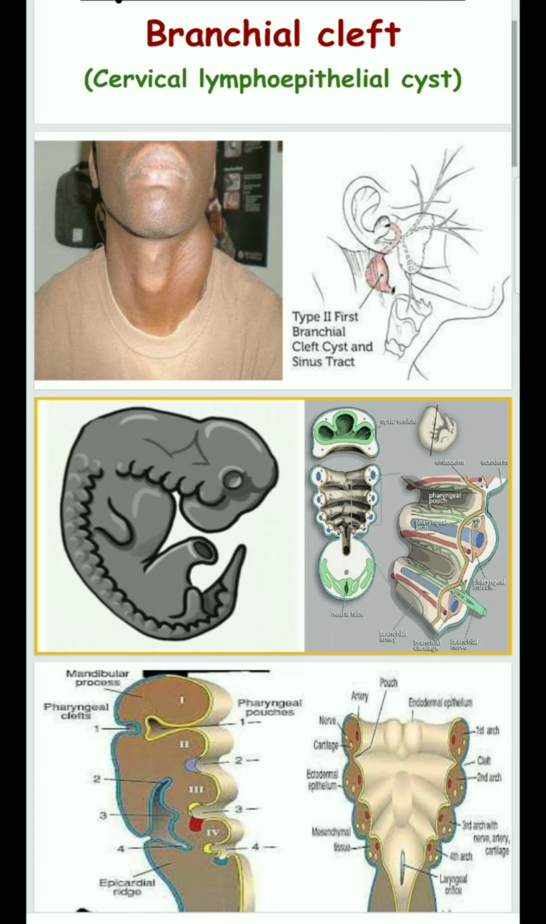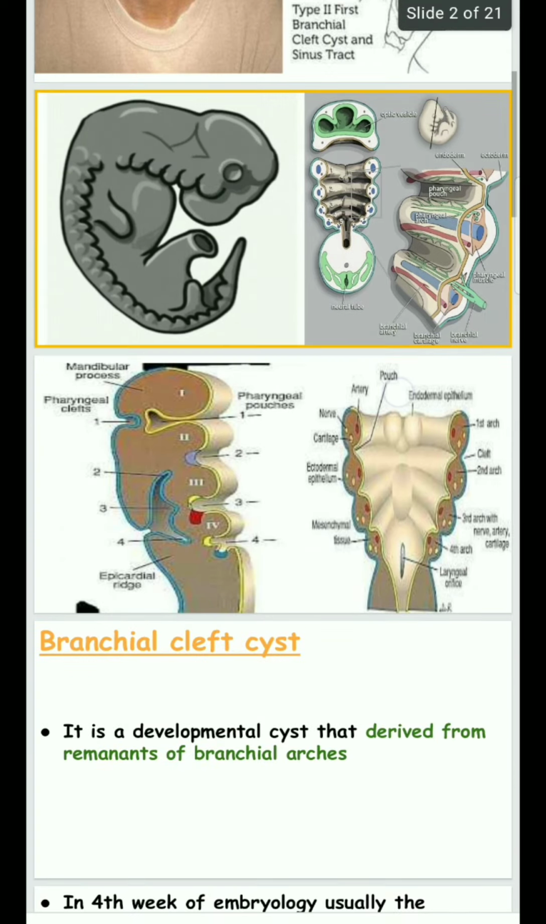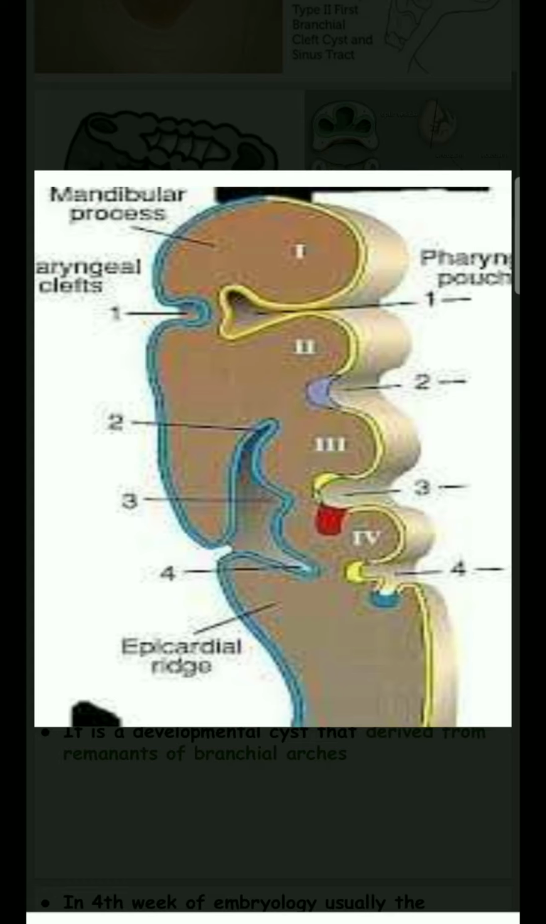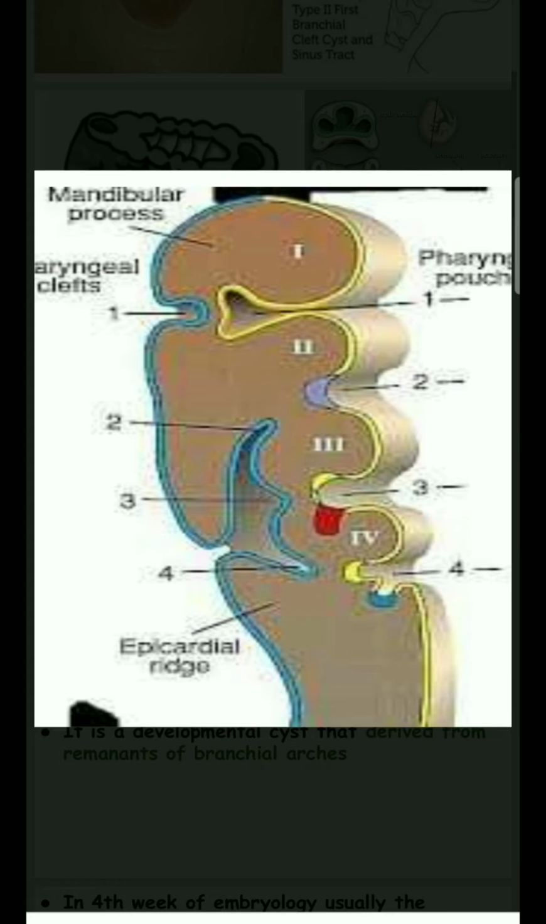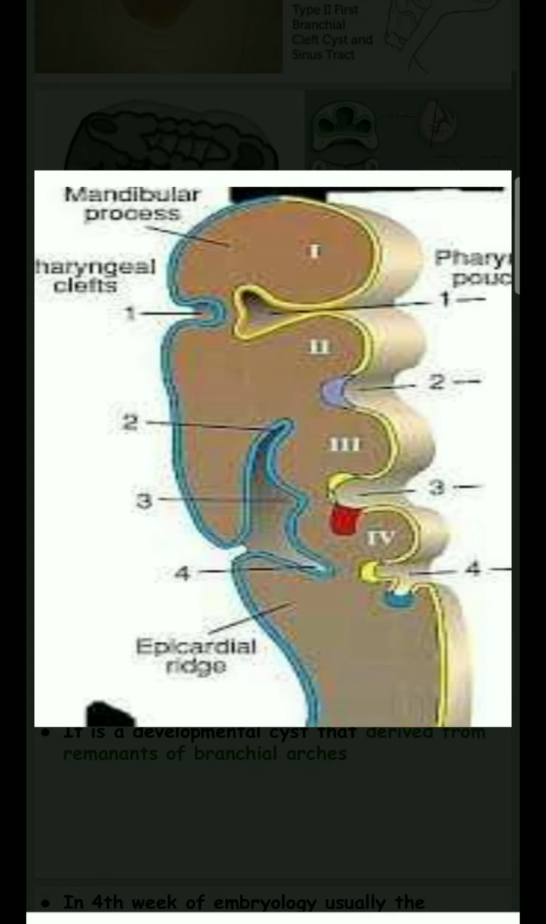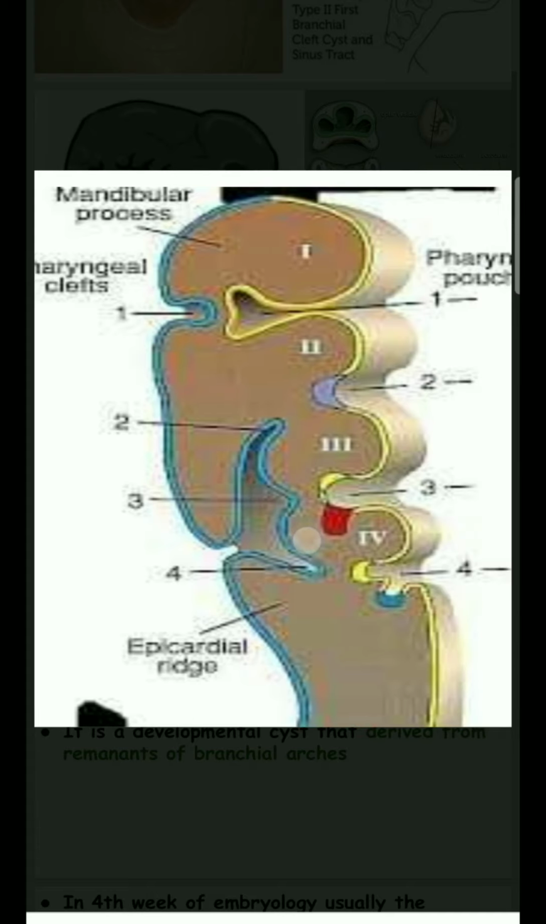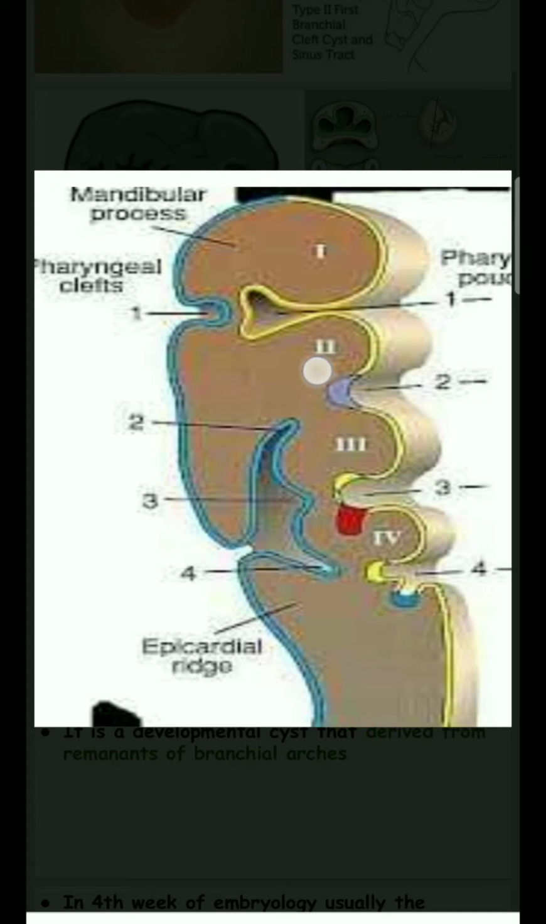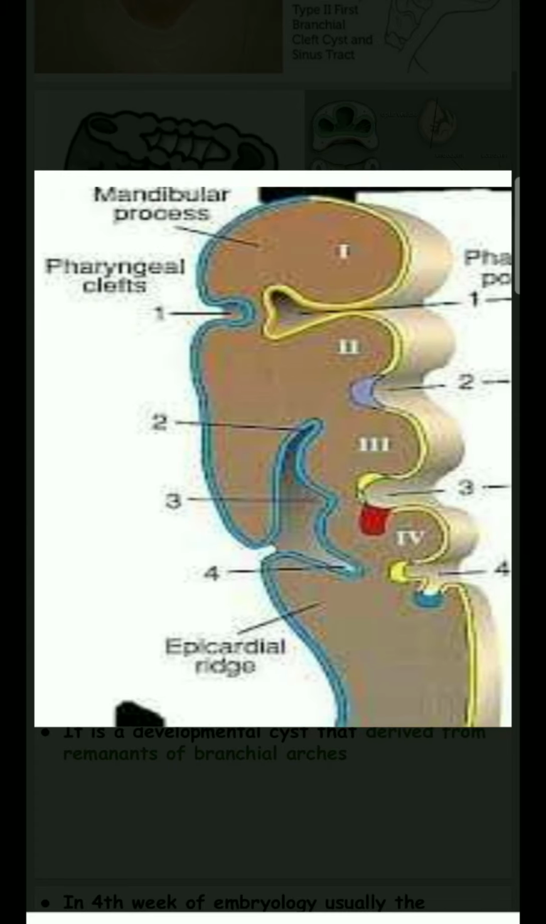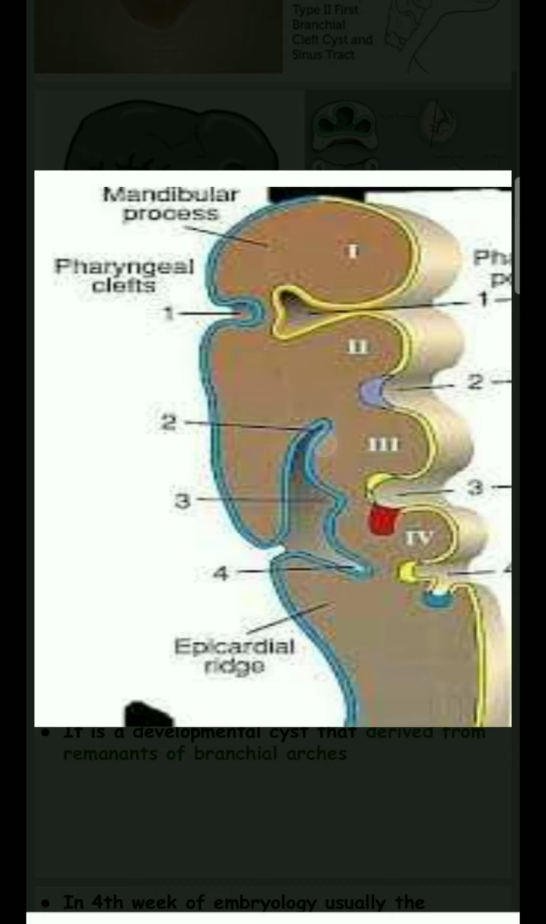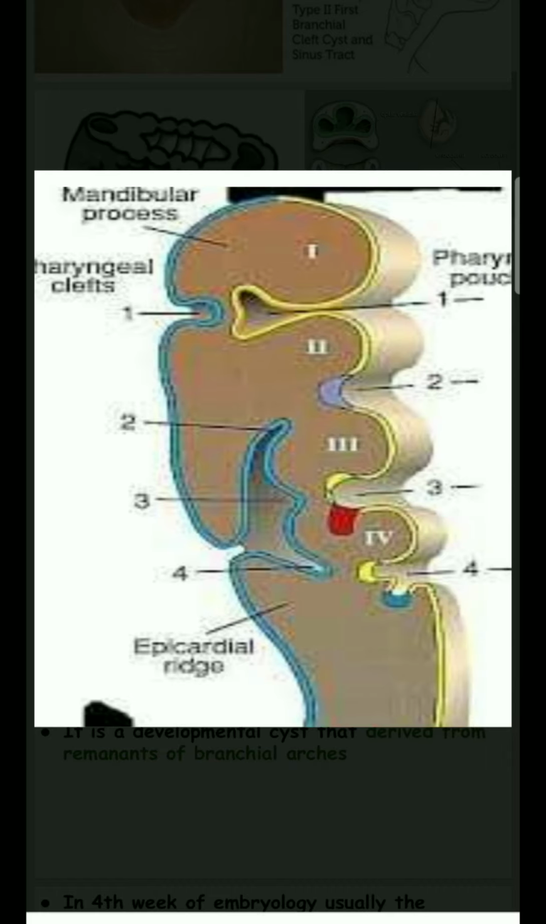So, the branchial cleft develops naturally due to the overgrowth of the second pharyngeal arch, which obliterates the third and fourth pharyngeal arches, which means the third and fourth pharyngeal clefts. Here is the cleft between the second and third pharyngeal clefts. Here is the third and fourth pharyngeal cleft. Here is the fourth and fifth pharyngeal cleft.